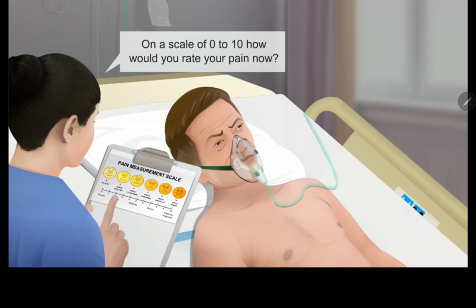Collaborate with the practitioner regarding the need for analgesia or sedation, particularly if the patient is experiencing pain or agitation, or if the patient is unable to cooperate with the procedure.